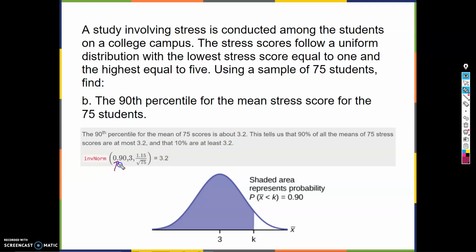Here is the percentile, so 90th percentile. This was our mean, right? Remember, for means we stay the same. For sums, it's different. Here is our new standard deviation. Plug all this into inverse normal and we get 3.2. Again, remember, when you're doing the distribution for means, your mean stays the same, but your standard deviation now goes to the standard deviation divided by square root of n. You can still throw all that into the calculator.